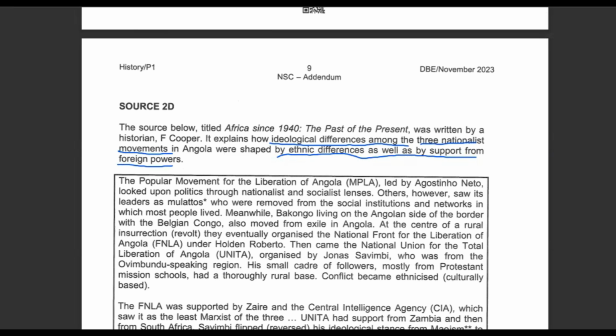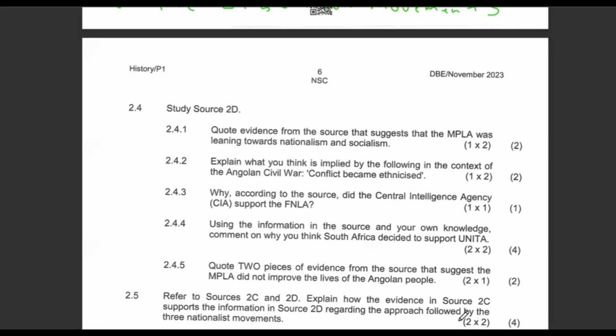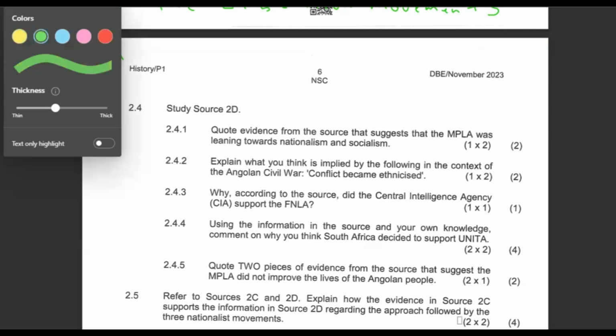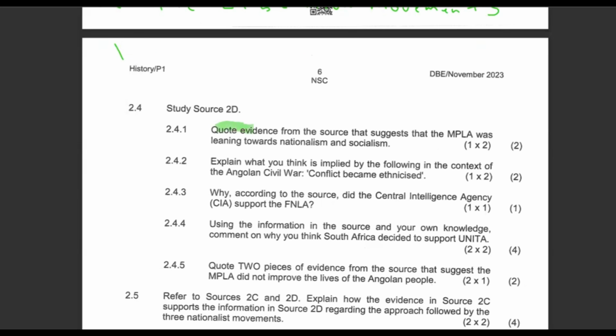So going back to the question now, the first question says, quote the evidence from the source. We are going to quote from the source. So let me underline the keyword, quote evidence. I'm going to circle it there. Okay, let's highlight what the question requires from us. It says quote evidence from the source which suggests that the MPLA was leaning towards nationalism and socialism.